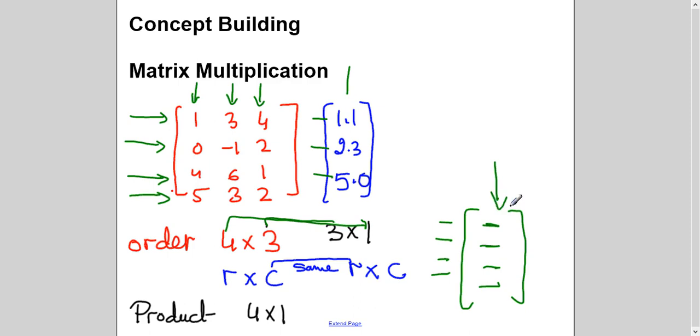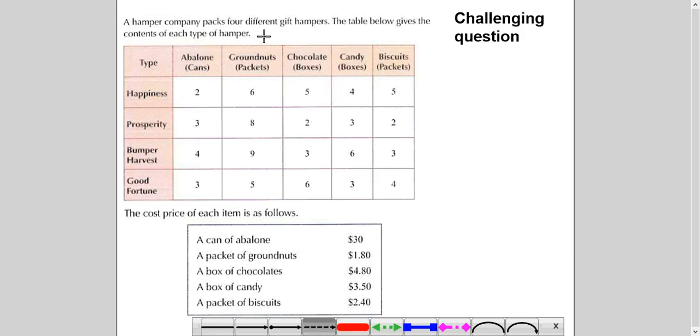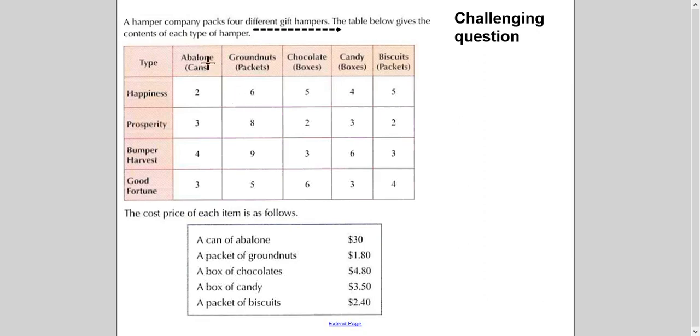Okay. So let's start with this challenging question. Now this table is telling you that there are different types of gift hampers, right? First of all, we will see the information and then we will start solving parts of the question. There are four parts of this question. In 4 types of gift hamper, which are happiness, prosperity, bumper harvest, and good fortune, different numbers of items are packed, right?